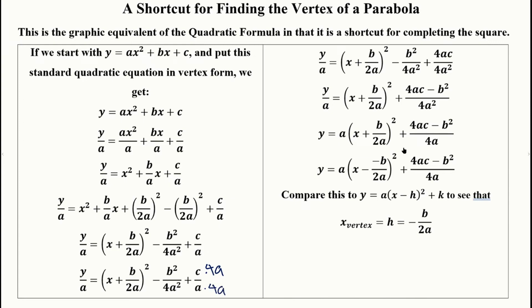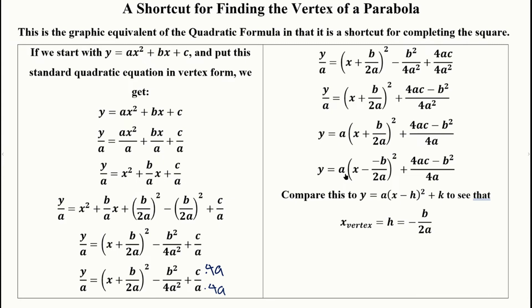So that's how we end up with 4ac over 4a squared, right? Now, instead of writing the negative b squared first, we can always write the 4ac first. So we get 4ac minus b squared over 4a squared. Now we're going to go ahead and multiply the a back in. We're finished with what it was going to help us do, which is complete the square and all that. So we get y equals a times x plus b over 2a squared plus 4ac minus b squared over 4a.